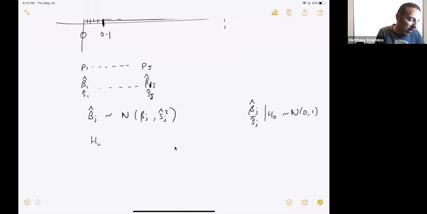Okay, so H0, to be explicit, is that beta j equals 0, or maybe I should say H0j, and H1j is that beta j comes from, well, it's non-zero. But in order to do an empirical Bayes approach, we're going to have to be explicit about what that distribution might be. So for simplicity, let's assume that that's normal.